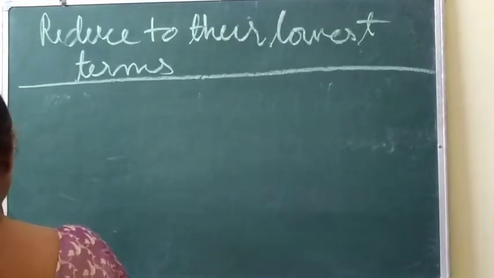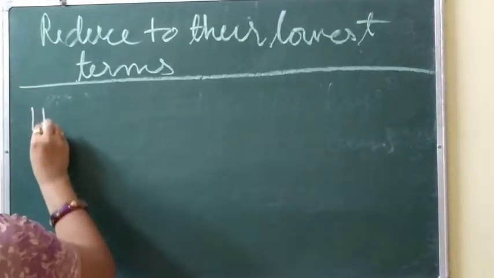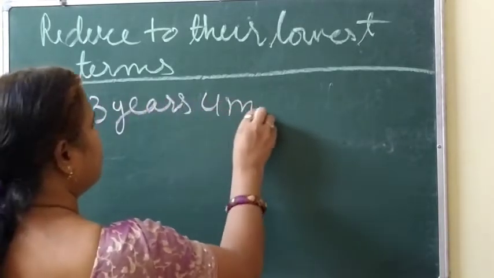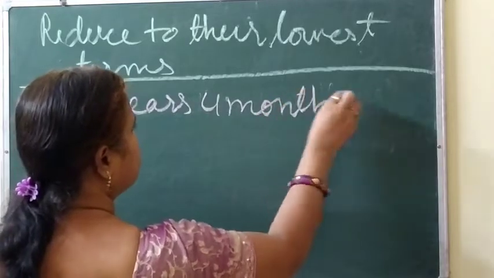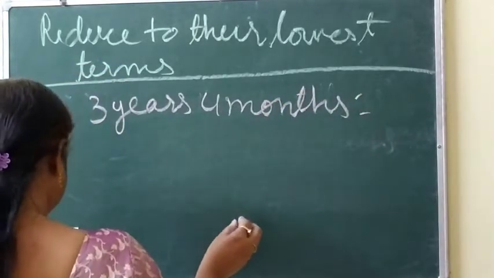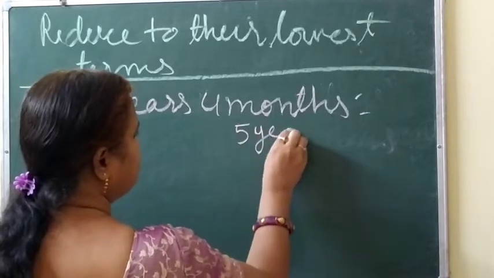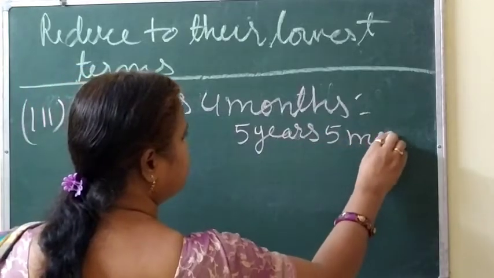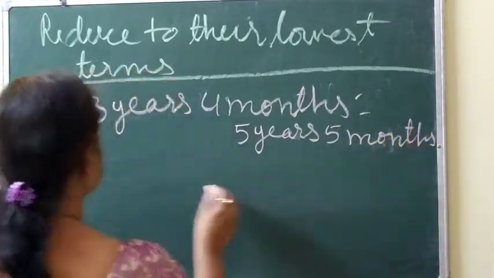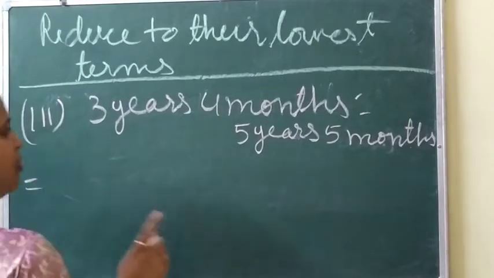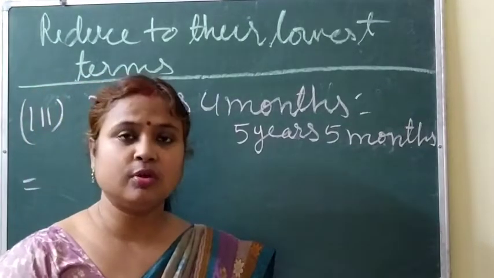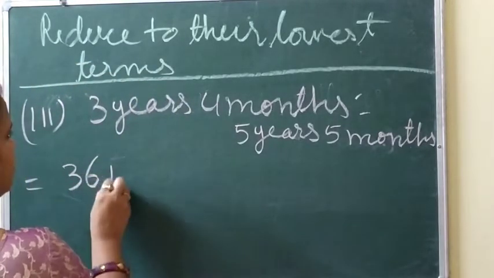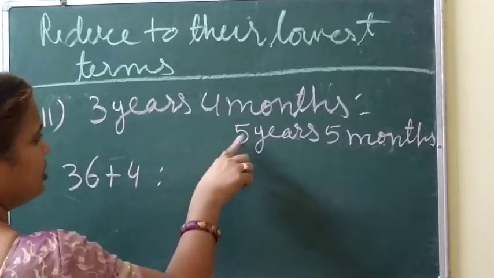Now the next question is the next subpart. So the next subpart is 3 years 4 months is to what? 5 years 5 months. So 3 years 4 months. 3 years. 1 year is equal to what? 1 year is equal to 12 months. So 3 years is equal to what? 36. So 36 plus 4.